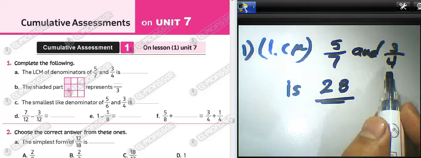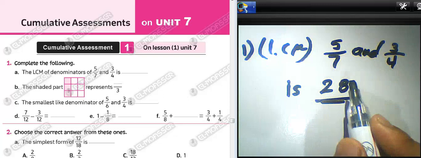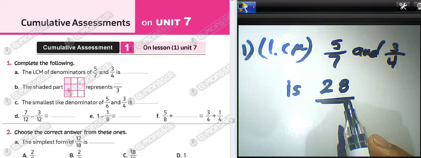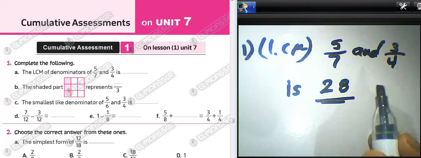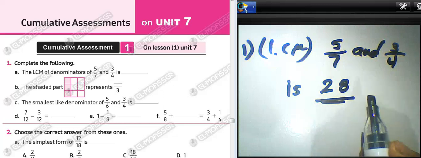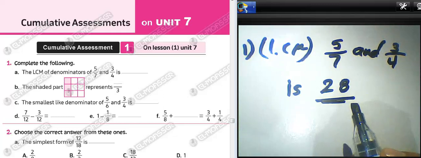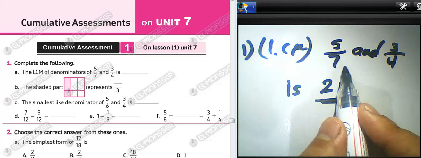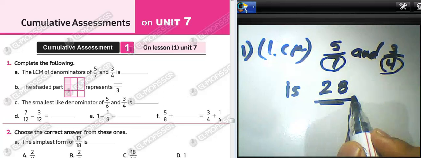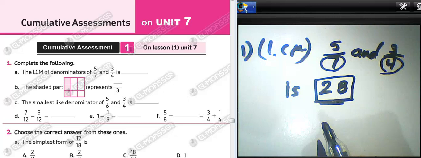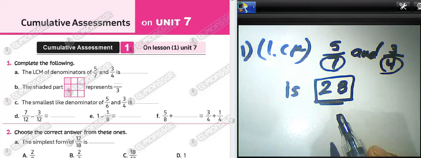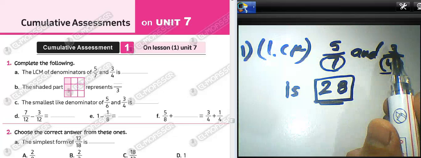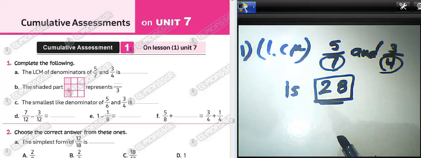So 7 multiplied by 4 equals 28, or 7 plus 7 equals 14. 14 plus 7 equals 21. 21 can't be divided by 4, so we must add 7 to 21. 21 plus 7 equals 28. 28 can be divided by 4. So the least common multiple of 7 and 4 is 28. The least common multiple of the denominators of 5 over 7 and 3 over 4 is 28.